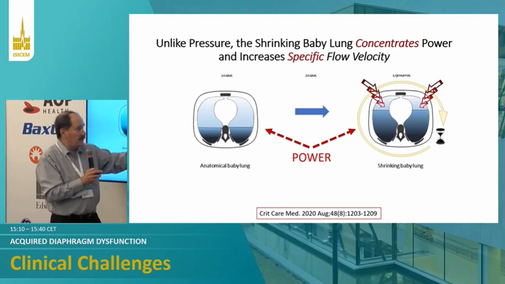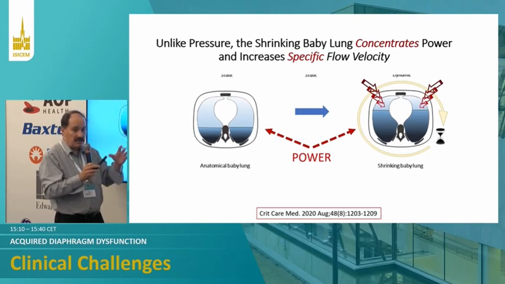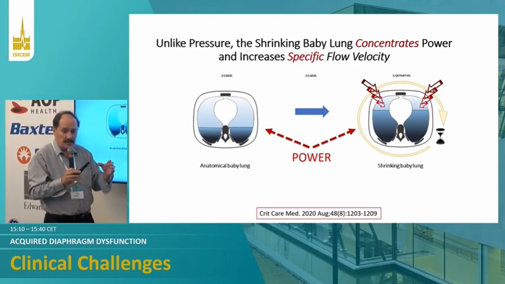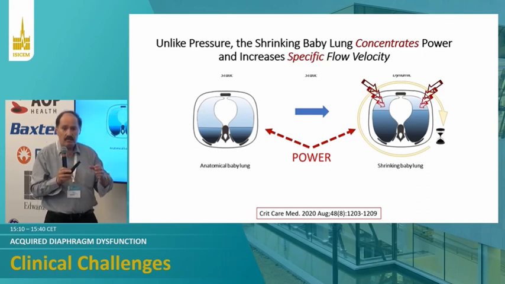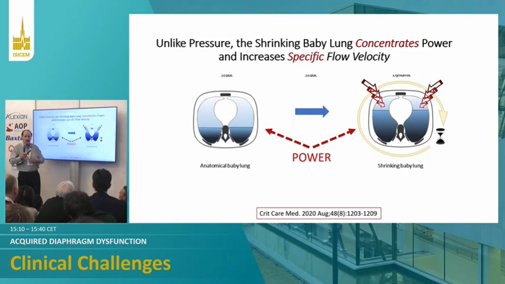But what happens is, unlike the pressure, which is not amplified, simply reducing the size of the capacity of the lung that you're pushing it into amplifies the power. So this is another problem we have to contend with if we're trying to use power at the bedside and assign a numerical value, right? We don't know what the baseline gas volume is of the lung we're dealing with.